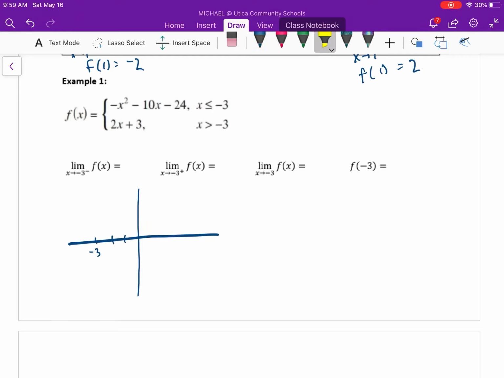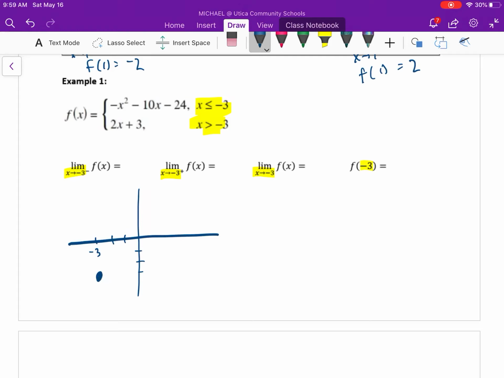Like I said, we're going to have this split at negative 3. That's where our graphs split, and if you can tell, that's where our limits are asking about as well. So again, I don't really care about what's happening with this quadratic. I just really care about where it connects at negative 3. So when I plug in a negative 3, I get negative 9 plus 30, which is 21, minus 24, which is negative 3.